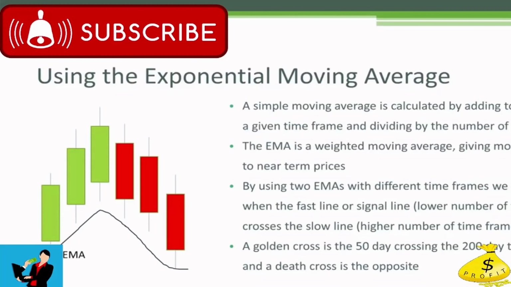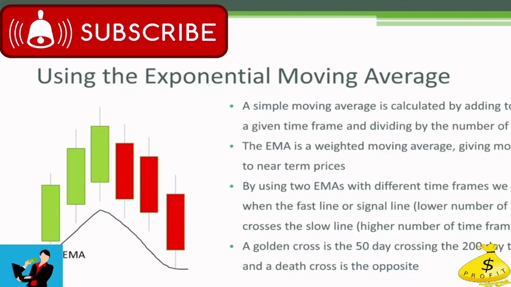The EMA, or the exponential moving average, is calculated in the same way, except the closer in time frames, so the closer days are given more weight than further out days. So yesterday's closing price would be given more weight than the day before, which would be given more weight than the day before.